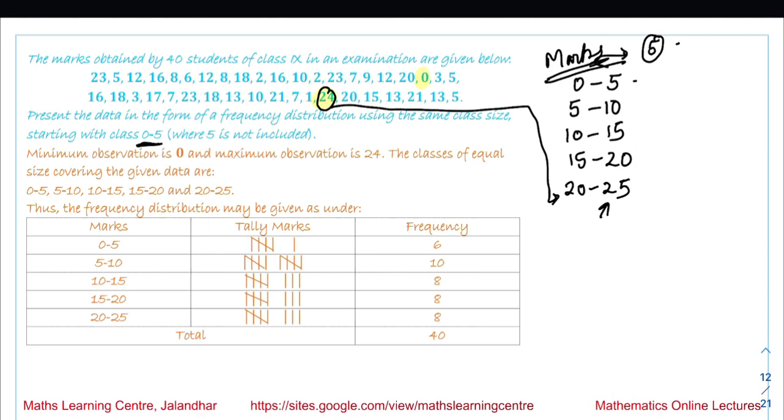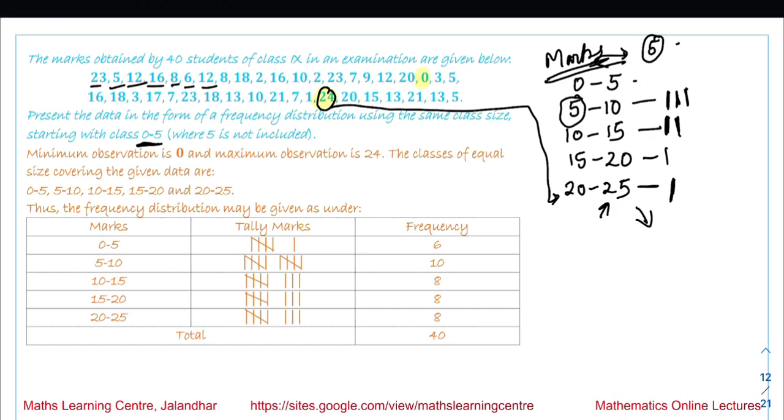Next, we have to draw the tally marks. The first value is 23, so 23 will lie in this class. Next it is 5. We know that this is the exclusive form, so 5 will lie in this class. Next it is 12, so 12 will lie in this class. Next it is 16, and 16 will lie in this class. Then 8, 6, 12. Like this, you will mark all the tally marks.